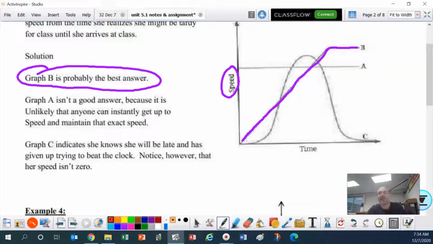Now, graph A is not a good answer because it is unlikely that anyone can instantly get up to speed and maintain that exact speed. Okay, so A is out. C indicates she knows she will be late and has given up trying to beat the clock. Notice, however, that her speed isn't 0.